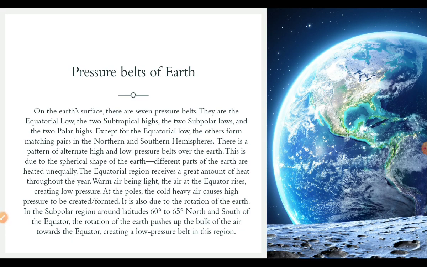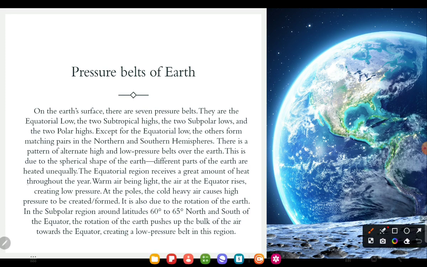On the earth's surface there are 7 pressure belts, namely equatorial low, 2 subtropical highs, 2 subpolar lows and the 2 polar highs. Except for the equatorial low, the others form matching pairs in the northern and southern hemisphere. It means that there are 2 subtropicals, one in the northern and one in the southern hemisphere, 2 subpolars, one in the north, one in the south, and polar, one in the north and one in the south. There's a pattern of alternate high and low pressure belts over the earth, so we'll see what that is.